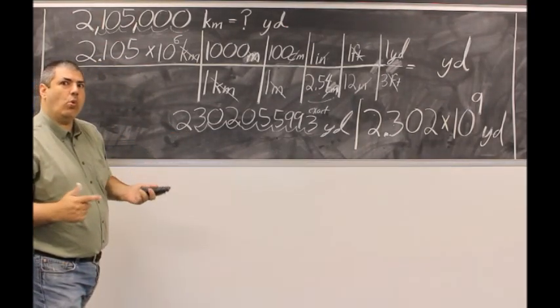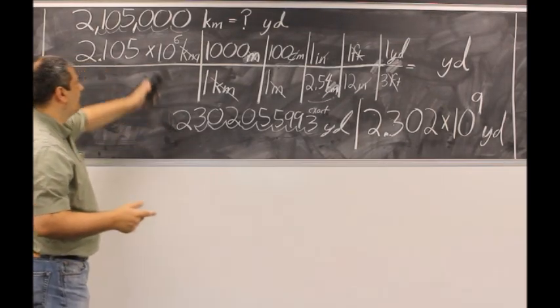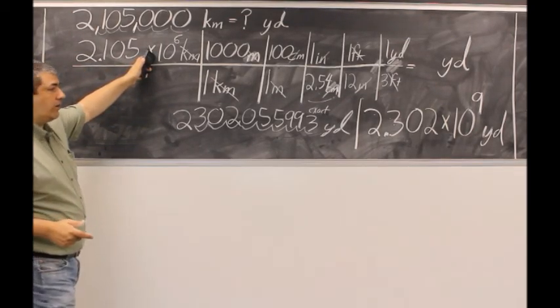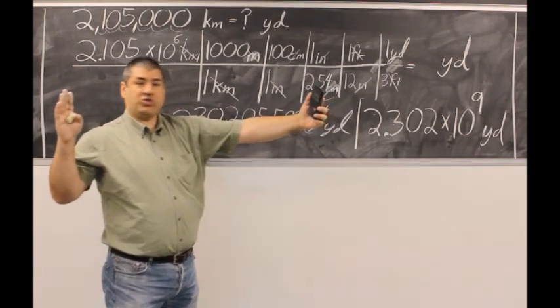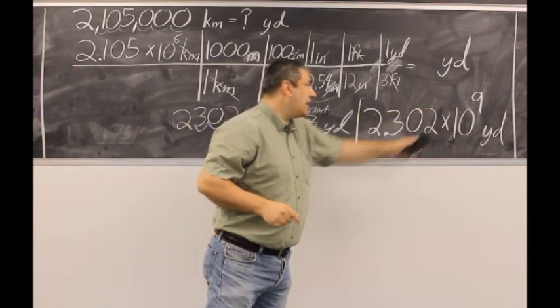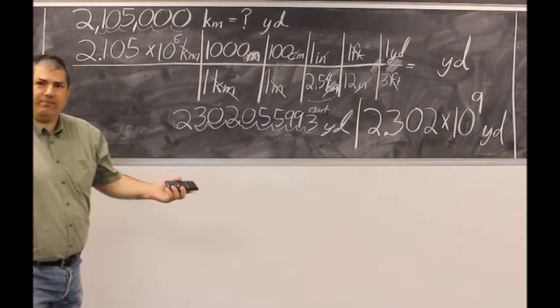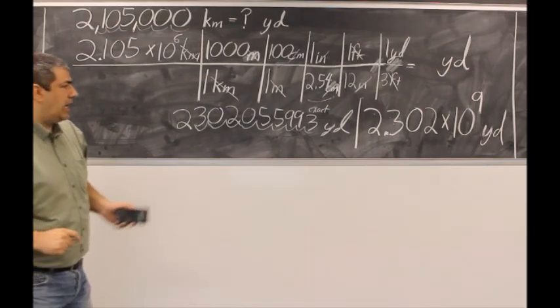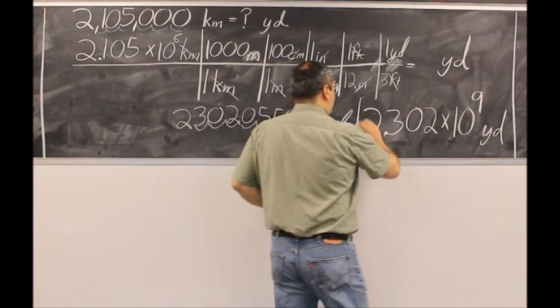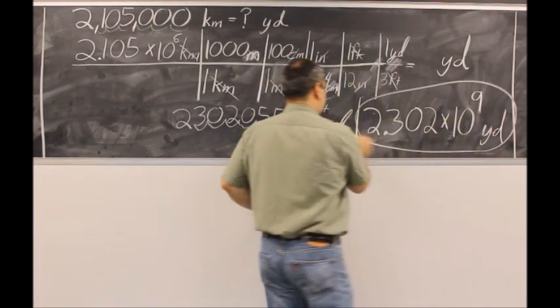Then I plug it in, get the number, and it's always a good idea to think about physically what does that number represent. Kilometers are large, yards are much smaller, so 10 to the 9th versus 10 to the 6th, that makes a lot of sense. And then of course significant figures. So there's my final answer after all that.